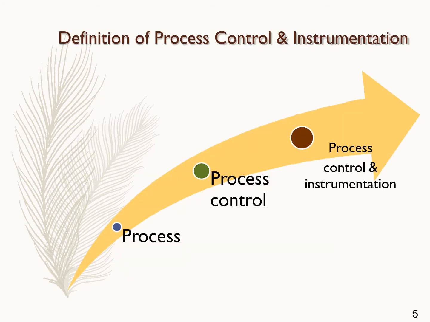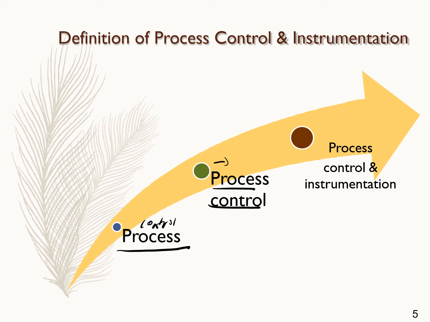Okay, now we move to the definition of process control and instrumentation. First thing first, when we go to, for example, a chemical industry, first thing we have to know is that inside the chemical industry we have a process, right? We have so many processes like reaction, separation, heating, and many more. So in order to maintain, to control this process, we need the process control.